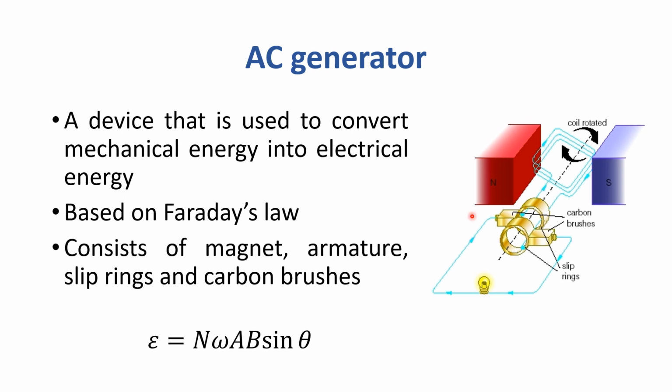So here you can see the basic structure of AC generator. This is a magnet. This coil is called the armature. ये slip rings हैं और ये carbon brushes हैं जिनके साथ wires लगी हुई हैं. So N is the number of turns in the armature. Omega is the angular velocity. A is the total surface area of the coil and B is the magnetic field produced by the magnet, and theta is the angle between the armature and the magnetic field.